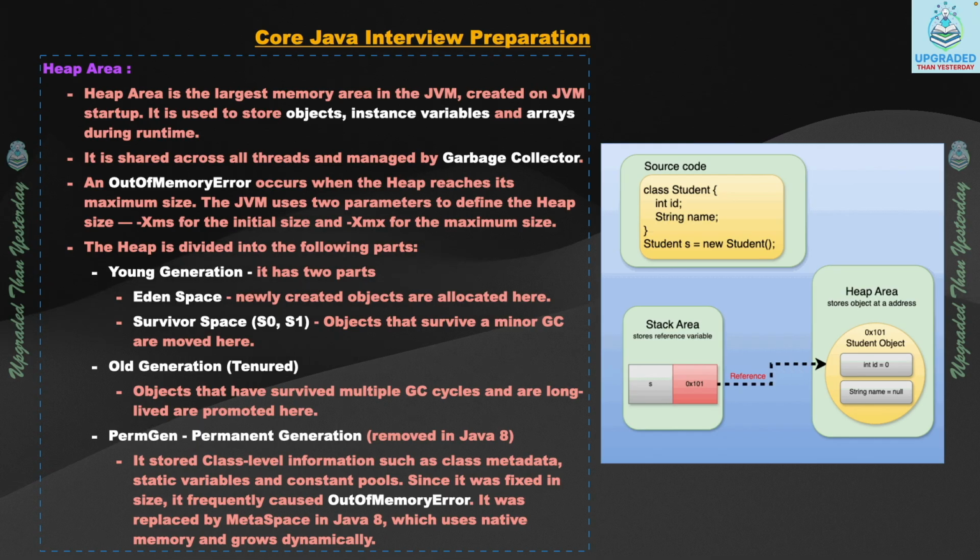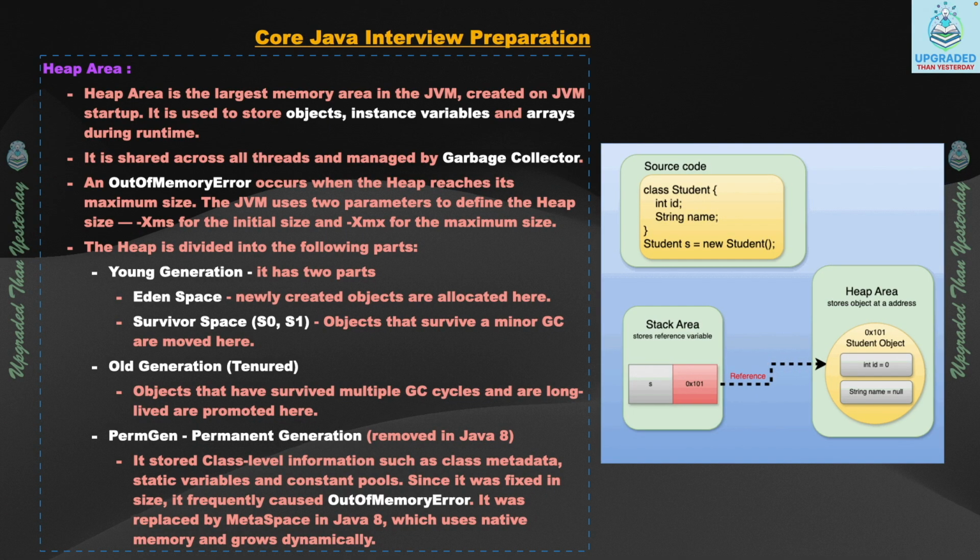Old generation. The old generation stores long-lived objects that have survived multiple rounds of GC runs. Objects such as singletons and cached data tend to live longer and therefore reside in the old generation.